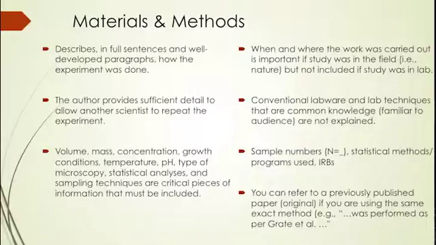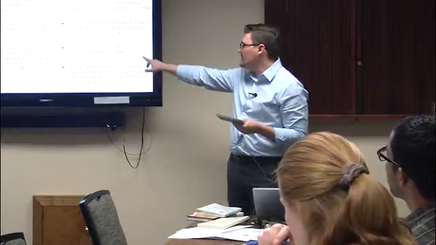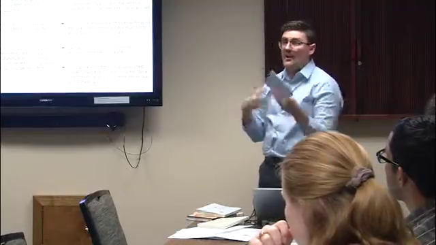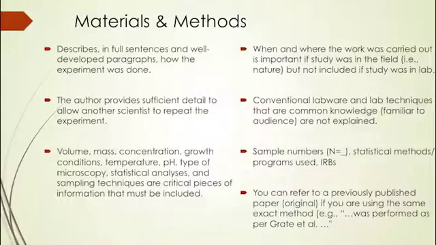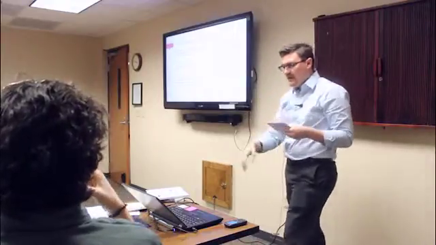Dr. Sherry Hughes-Stamm from Forensic Science mentioned that it was a good idea for students to mention the sample numbers, statistical methods, and programs used, the IRB process at this point. And she also said you can refer to previously published work, the original work, if you're using the same exact method. So you might say something like, this study was performed as per Great et al., etc., right? So basically you just go into a lot of detail in the materials and methods section.